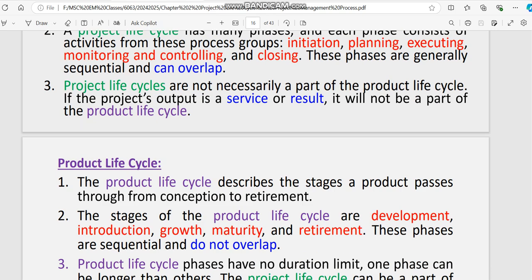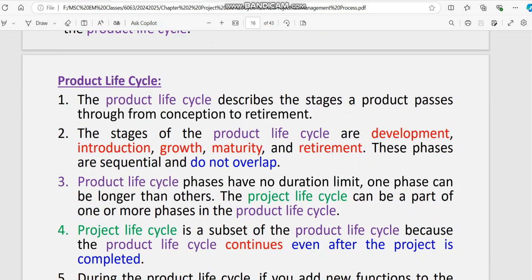So product life cycle, basically, we're talking about how the product goes through different stages, from introduction to development to growth to maturity. So it's about the product being put together. This is not really about the work anymore, but about the different components, the different sections, and how they are put together for that final product itself.